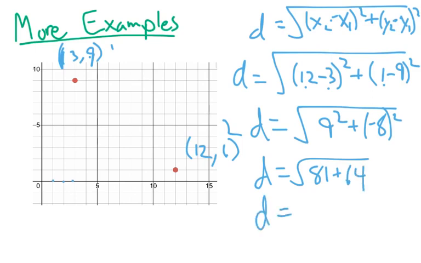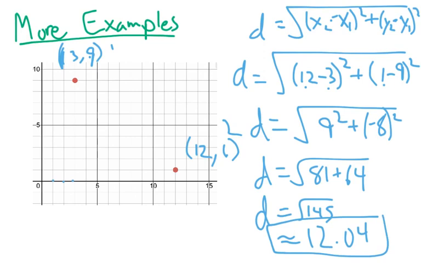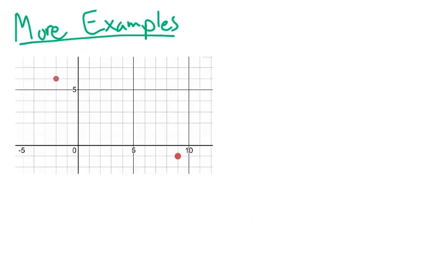And then what we're going to find out is that for a lot of these, they're not going to always work out perfectly. You're going to get awkward square roots, and that's fine. And you're going to have to do some rounding. So here we'll get the square root of 145. And then if we were to round that, we would end up getting about 12.04. And so that's the length between these 2 points, 12.04. Let's do one more example.